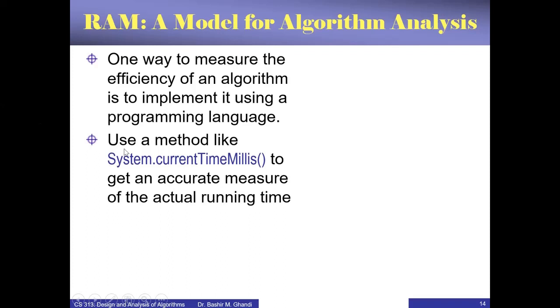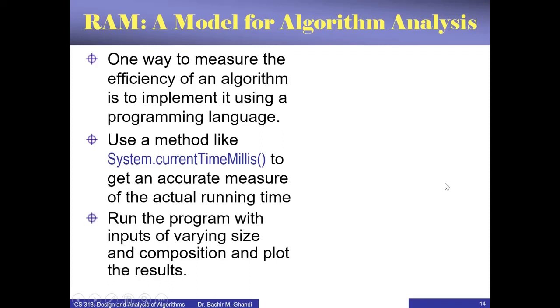So you implement the algorithm as a method, and then you will use a method like currentTimeMillis, which will return to you the current time. So you're going to call this method once before you start running your procedure. It will tell you the current time, and then call it one more time after the procedure has finished, and then take the difference. The difference will tell you how much time the algorithm takes to execute.